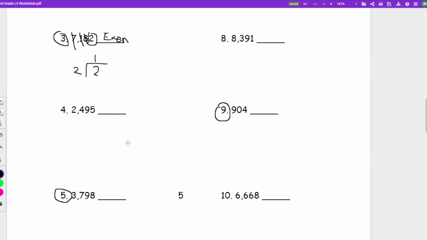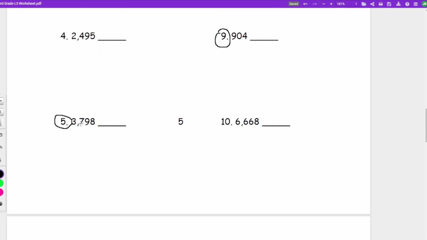Even. Number 5. I'm only going to look at this last number. I'm not going to look at the 3, the 7, or the 9, only this last number. And is 8 divisible by 2? So if I check 8 divided by 2, I get 4, and there are no remainders, so this number is even.